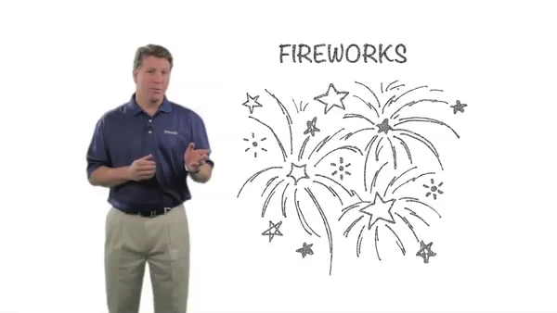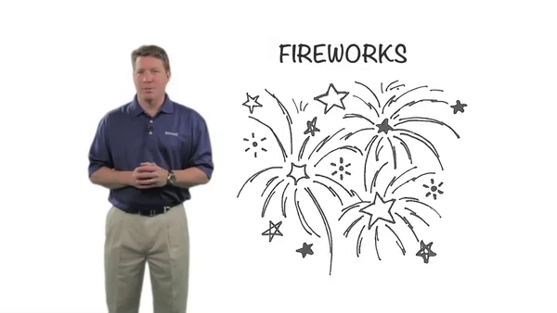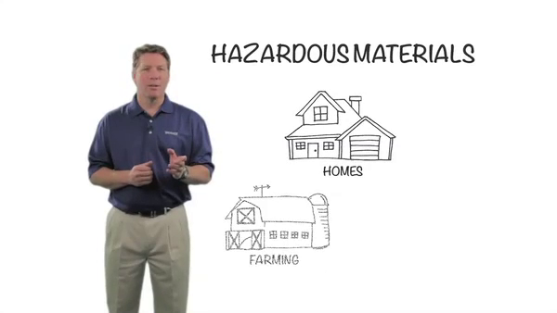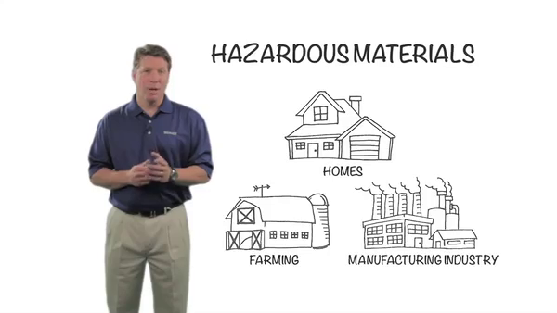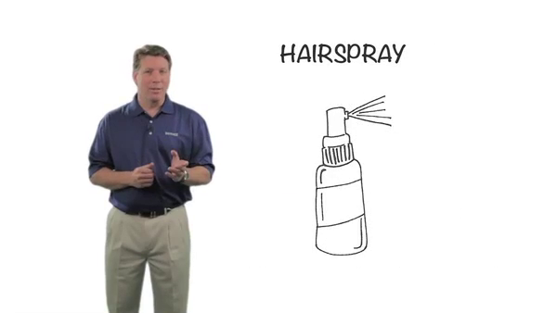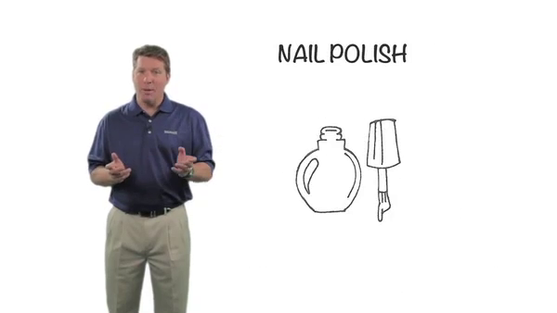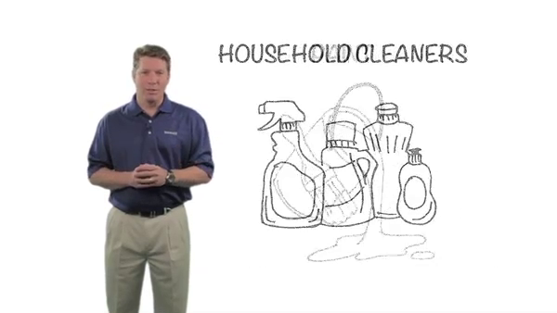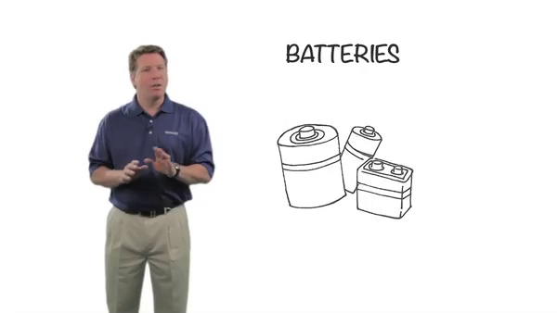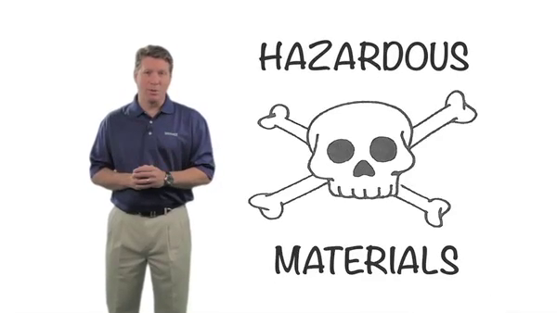Hazardous materials can be anything from explosive items such as fireworks to toxic substances like pesticides. They're used in our homes, in farming, in the manufacturing industry, among other places. Hairspray, gasoline, nail polish, household cleaners, paint, and batteries. All of these everyday items that you use regularly are hazardous materials.